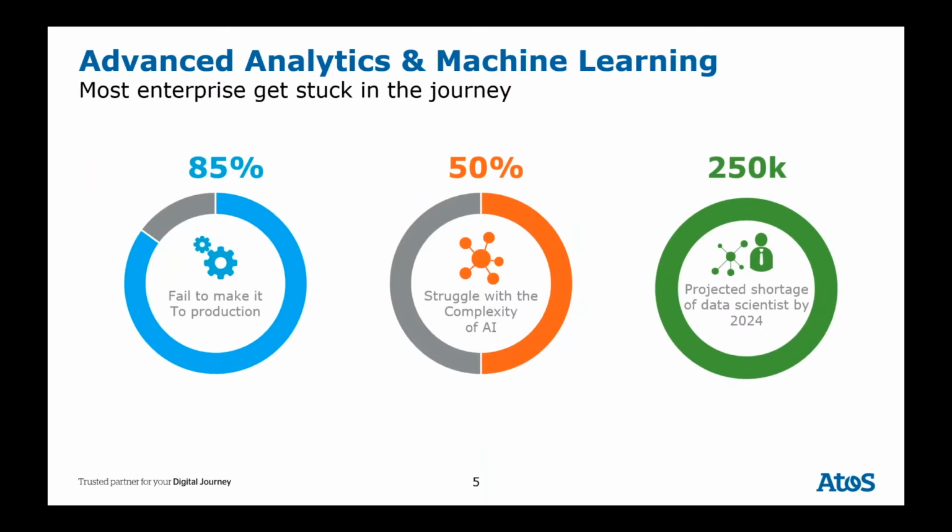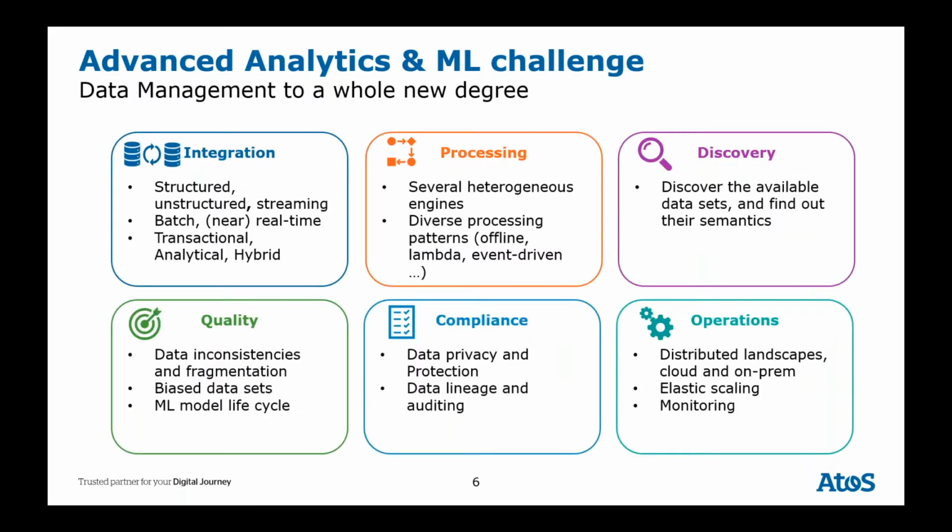Let's have a look at what reality looks like. We see that only 15% of the proofs of concept regarding machine learning make it to production. Most of our clients struggle with the complexity of AI, with lifecycle management, and there's a shortage of the skills required in order to cover these things. So Pranav will talk a little bit more about these challenges in the next section.